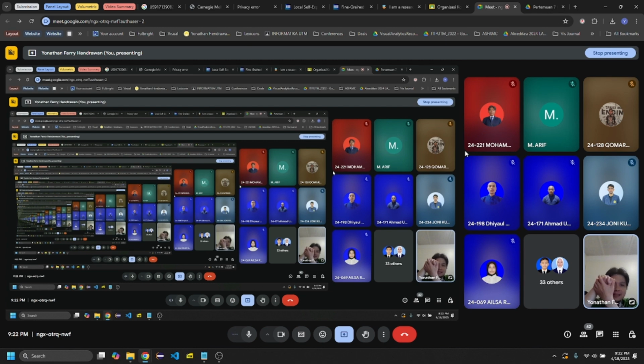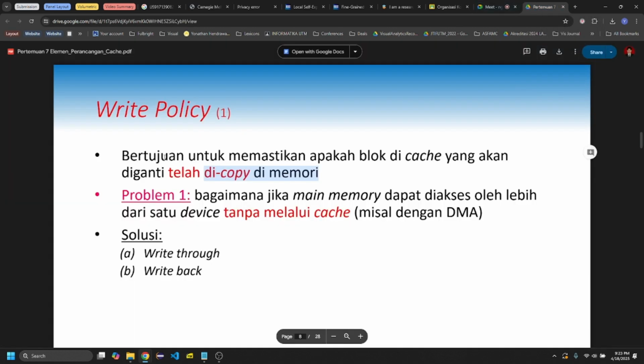Now the question is this: if I update the cache values here, how do I make sure that the value inside the main memory is also the same, that both values inside the memory and inside the cache are the same for the same memory address? That's the topic of this one, the write policy.